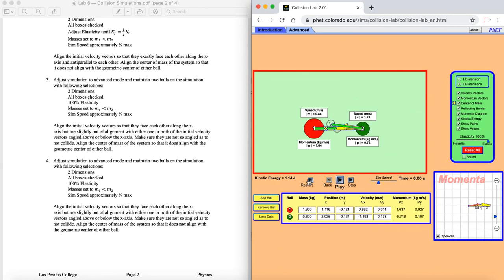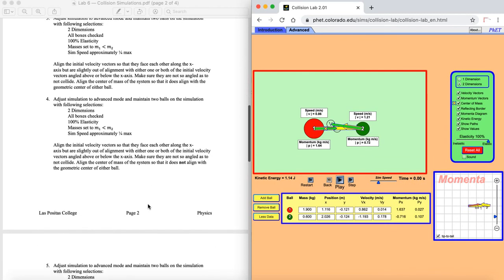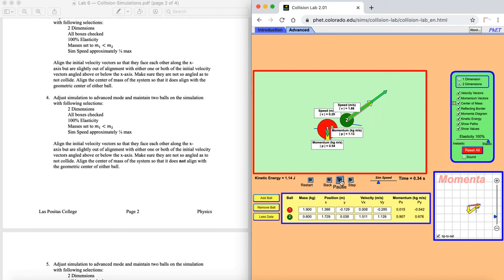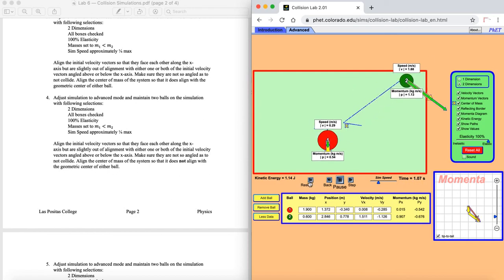Okay, so let's reset it. Look at number 4. So this one, what's going on? Well, now it's exactly the same as the last one, still 100% elasticity, but we're just going to pull one up so that their centers don't align. So for example, I just pull 2 up a bit and run it. Basically everything's out of alignment there. Neither their center of masses nor their velocities are lined up. Okay, looks good.